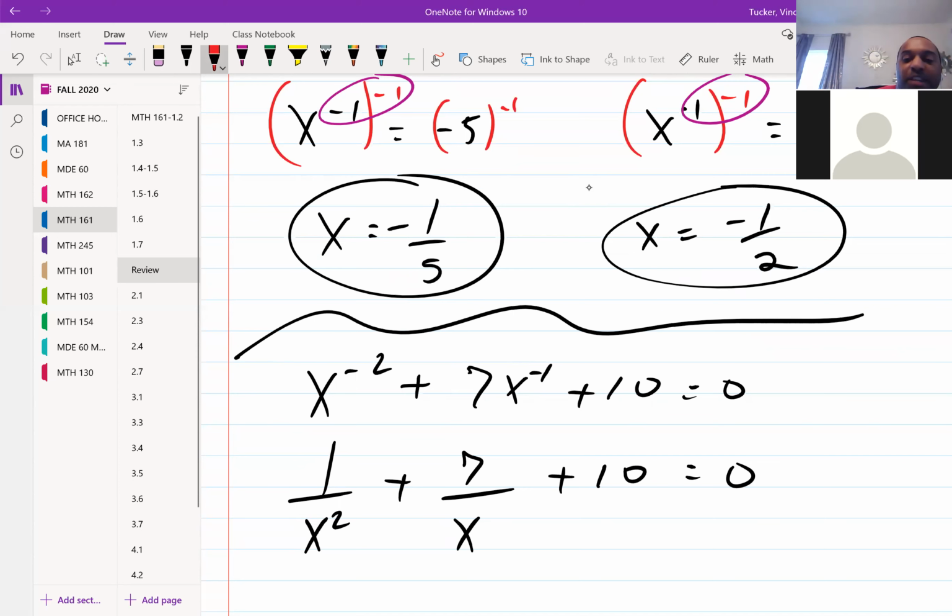But yeah, so then what we could do here is multiply each term by x squared. And we actually talked about this process back in MDE 60 as well, but we don't have to revisit it. I already gave you another way of doing it.